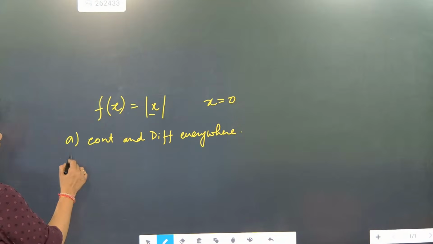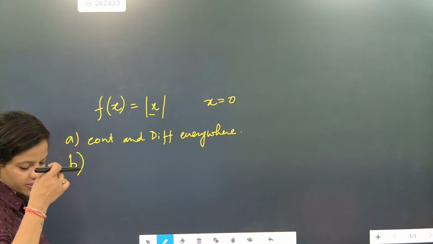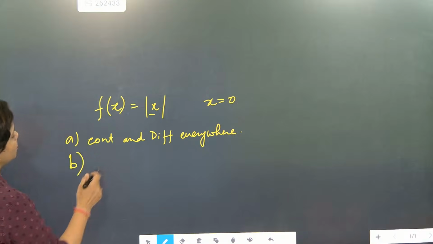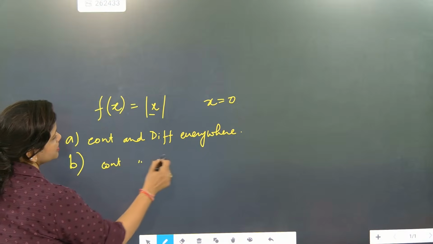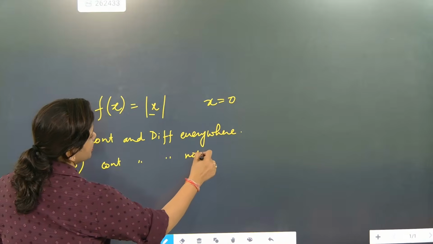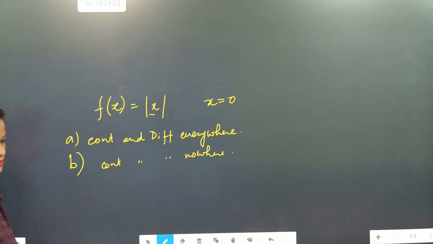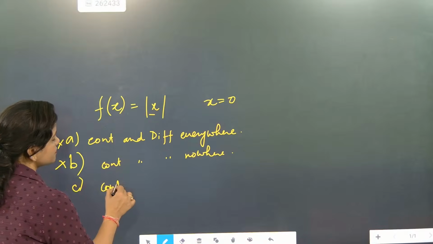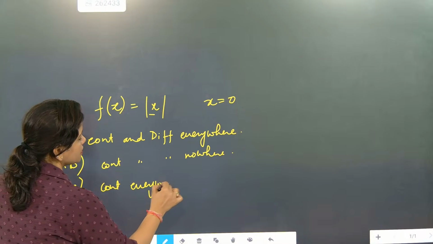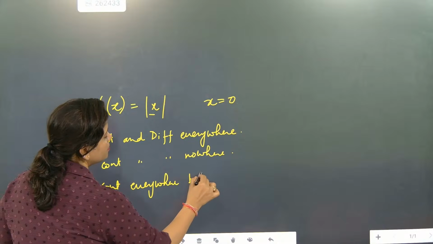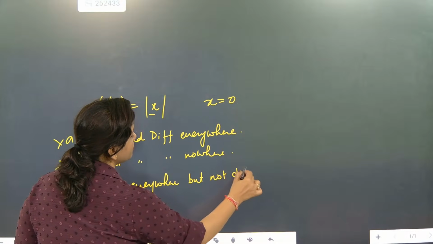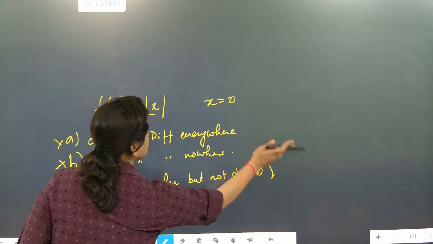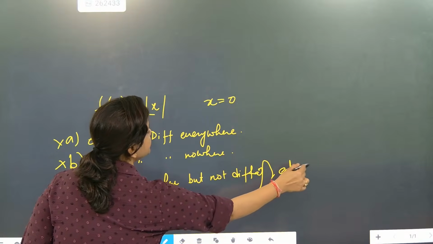Gone. Next part, B question. What is that question? Continuous and differentiable nowhere. Is it true? No. So this statement is also not true. It is continuous everywhere, but not differentiable at x equal to 0.